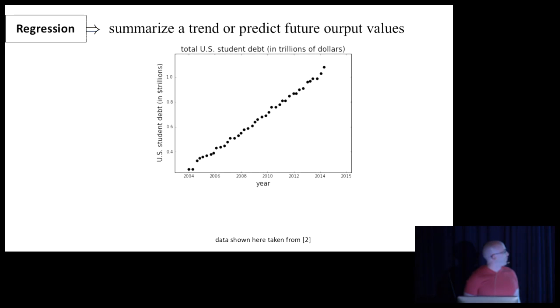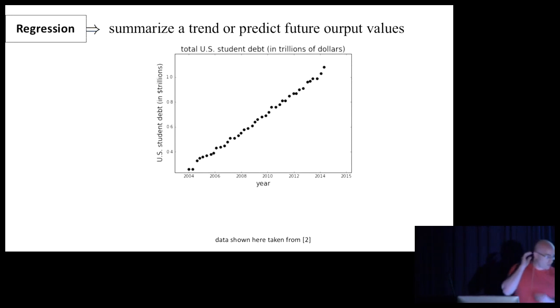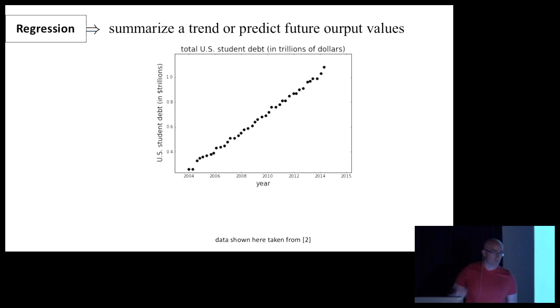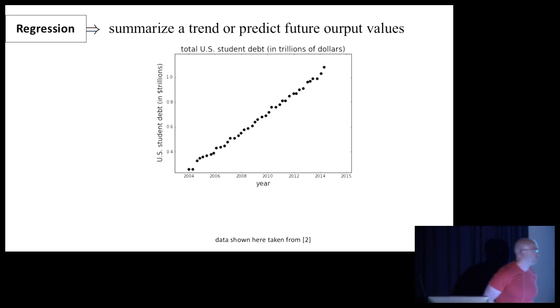So linear regression, this is going to be important because, well, actually we'll see. So here's what linear regression is, right? You have a bunch of data. In this case, this is a data set of total student debt in the US. Along the horizontal axis, you have the year. This is taken from the Federal Reserve in New York.